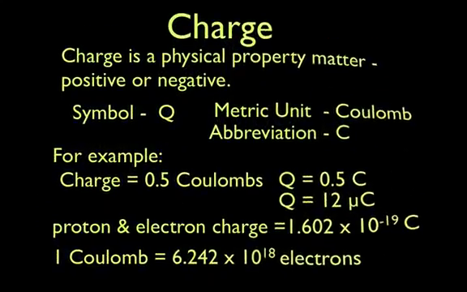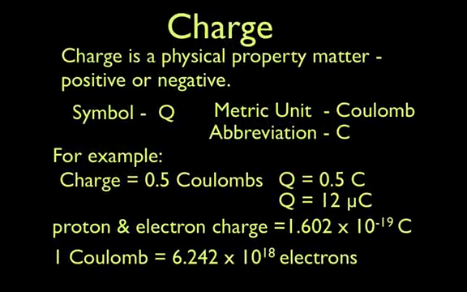All right, now what is charge? Well, charge is just a physical property of matter. An object can be charged, just like color or density is a physical property. And an object can be negatively charged or positively charged. Well, how do we get an object to be negatively charged? We get an object to be negatively charged by adding electrons to it. Electrons have a negative charge.